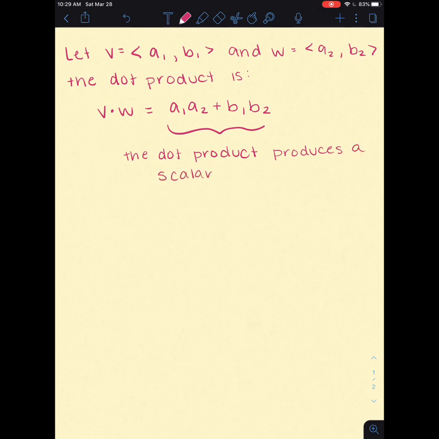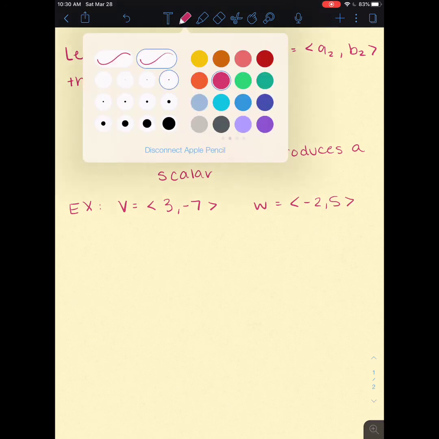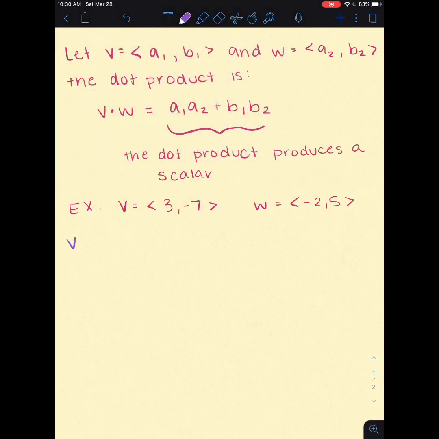Okay? All right, so for example, let's suppose that we have vector v, which is 3, negative 7, and we have vector w, which is negative 2, 5. And let's say I ask you to find a few different things. Let's start out by finding the dot product of v times w. So that's going to be 3 times negative 2 plus negative 7 times 5. And that's going to produce a solution of negative 41.